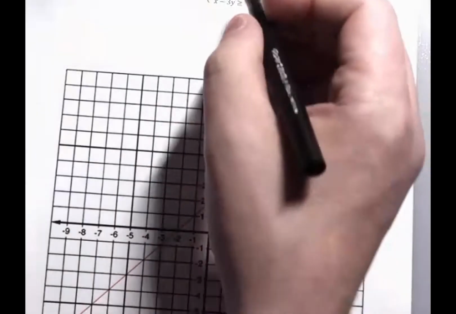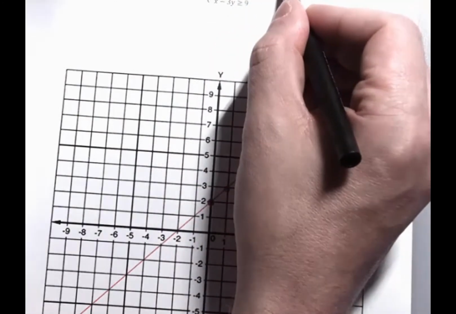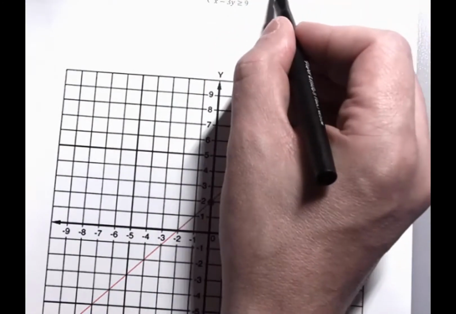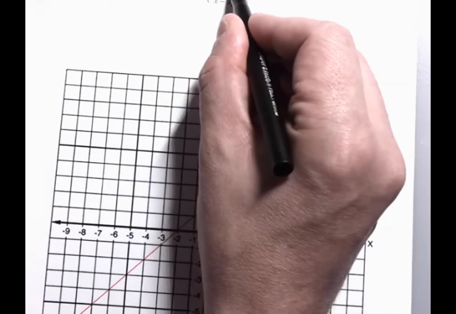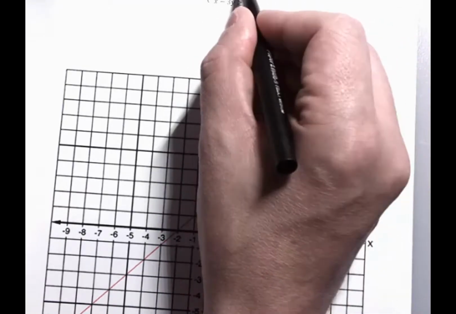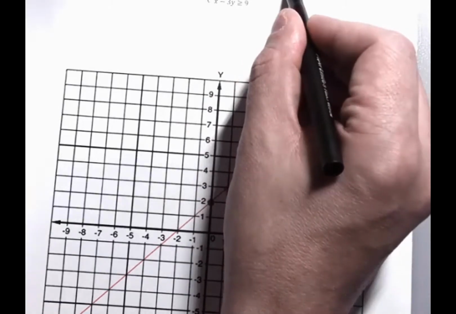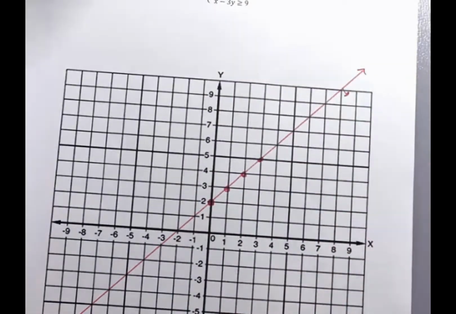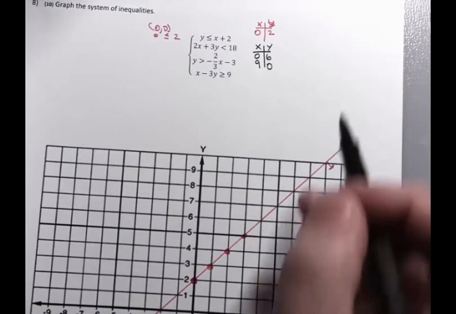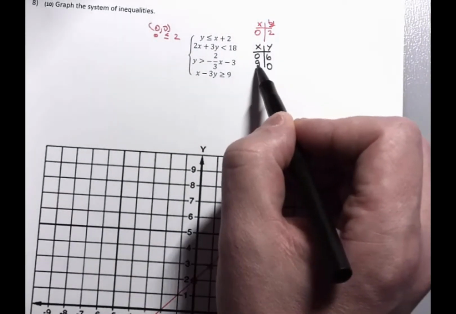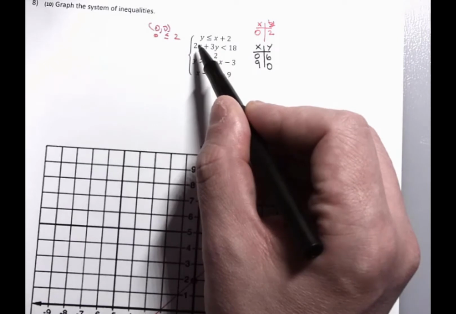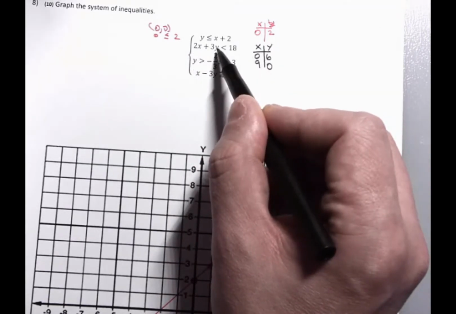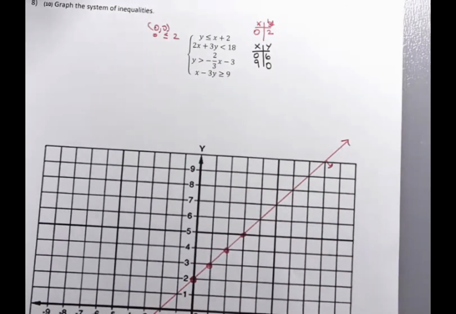Next, 2x plus 3y less than 18. Let's do that one in black. If x were equal to 0, y would be 6. And if y were equal to 0, x would have to be 9. So we need to go through the points 0, 6 and 9, 0, because if we replace x with 0, y would be 6, and y with 0 would yield x to be 9.